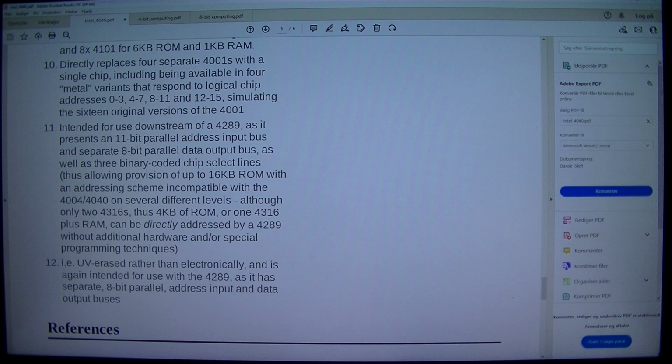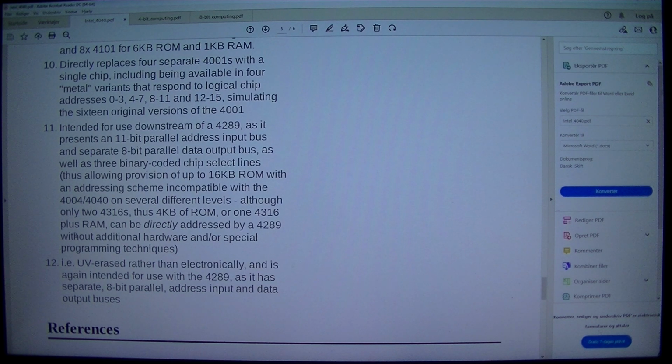4289, as it presents an 11-bit parallel address input bus and separate 8-bit parallel data output bus, as well as 3 binary-coded chip select lines, thus allowing provision of up to 16 kilobytes ROM with an addressing scheme incompatible with the 4004/4040 on several different levels.